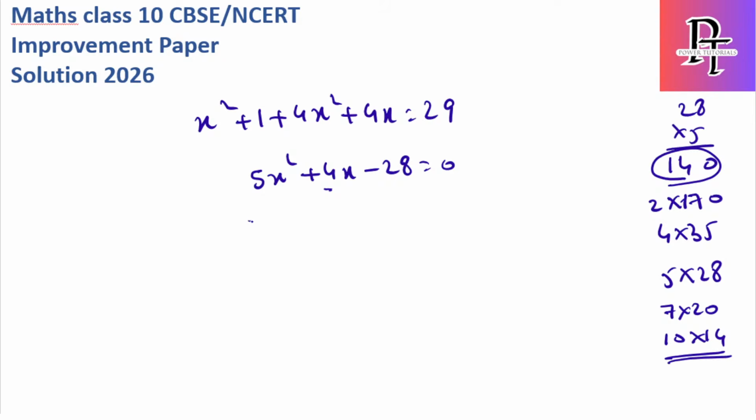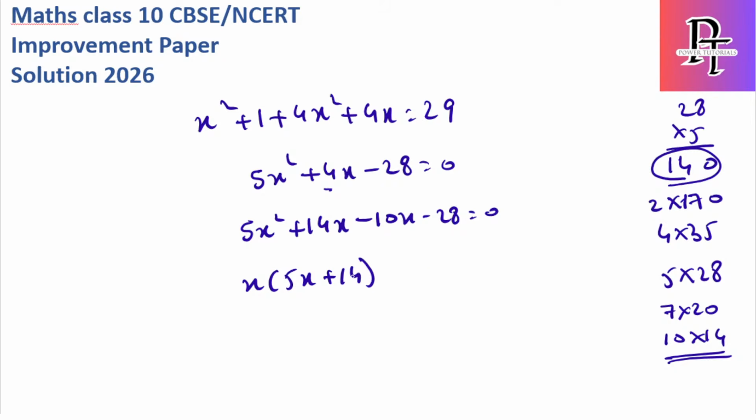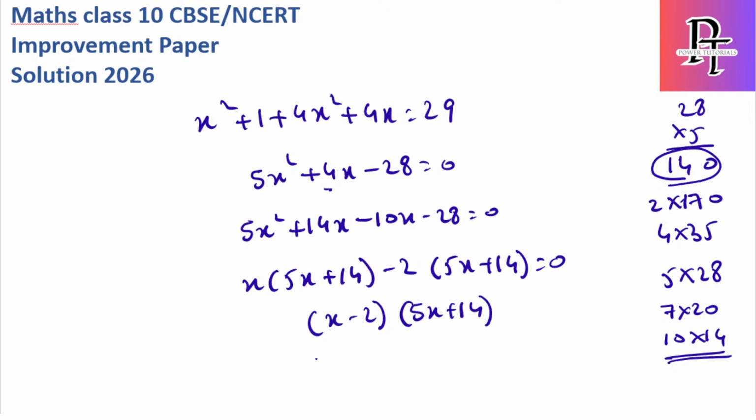So 5x square plus 14x minus 10x minus 28 is equal to 0. If I take x as common, I will get 5x plus 14. And the trick is, if you remember my previous videos, the same number I will write first. So first I will write 5x plus 14. Then I will see which is remaining. We have minus 10x, this is 5x, so I will take the common as minus 2. So I'm getting (x minus 2) and (5x plus 14). So the values are x is equal to 2 comma minus 14 by 5.